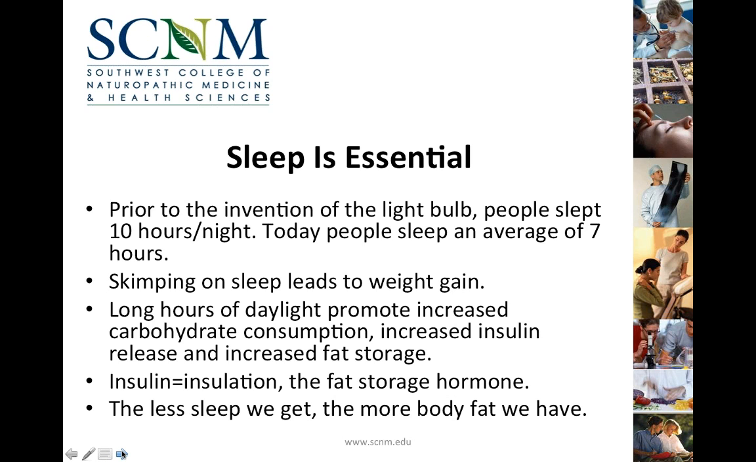So let's look at these numbers here. Before the invention of the light bulb, people slept 10 hours a night. Today, people are sleeping an average of 6 to 7 hours a night. So if we skimp on sleep, we will have a higher body mass index.